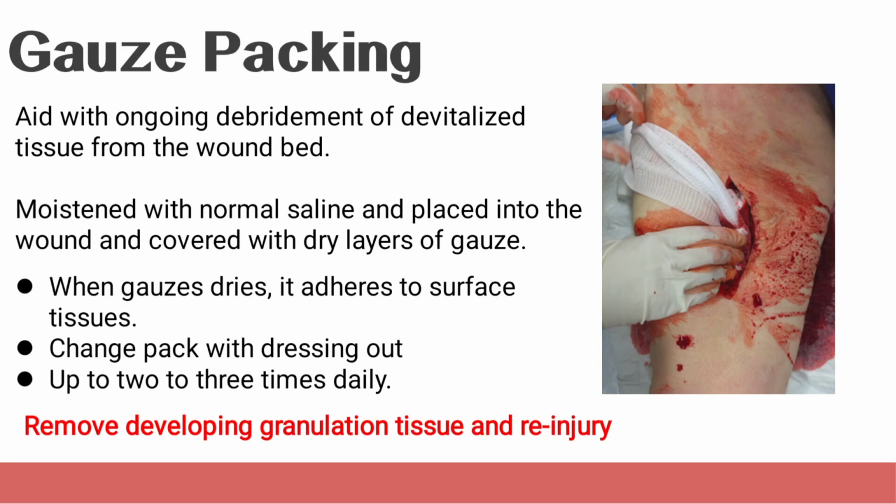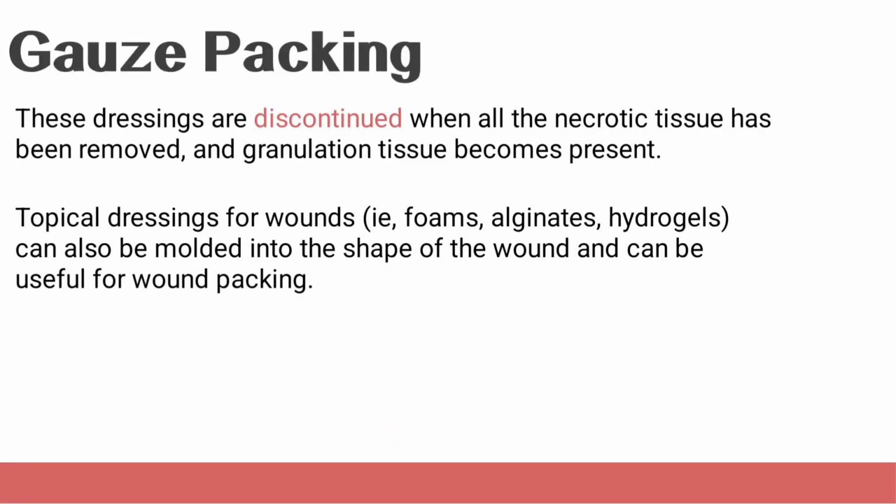Gauze packing is very commonly used, and it aids with the ongoing debridement of devitalized tissues from the wound bed. We can use gauze packs that are moistened with normal saline, placed into the wound, and covered with dry layers of gauze. When gauze dries, it adheres to the surface of the tissues. Therefore, frequent changing of the gauze packing, 2 to 3 times daily, is very important. When all the slough or necrotic tissue has been removed, it is important to discontinue the gauze packing, because it can damage the granulation tissue when it becomes dry.